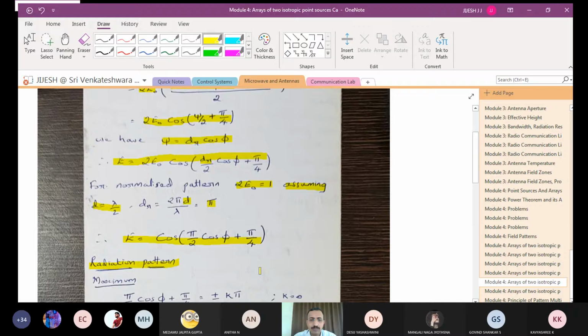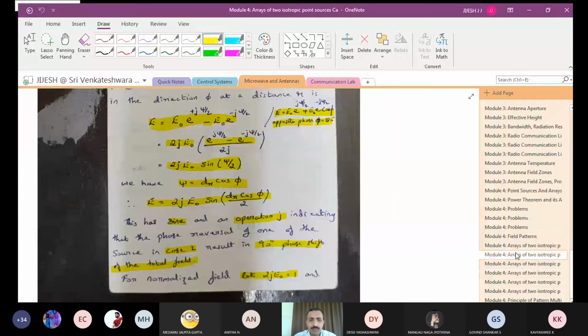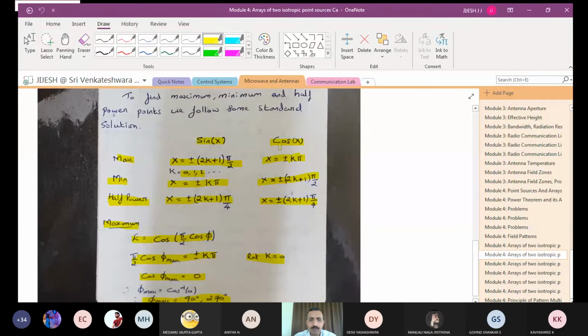So when you are finding out the maximum value, as I have told you, it is cos of x. So you know that cos of x means you have to use this equation, that is, for the maximum, x is equal to plus or minus k pi. So we are going to use this x equal to plus or minus k pi, where x is here.